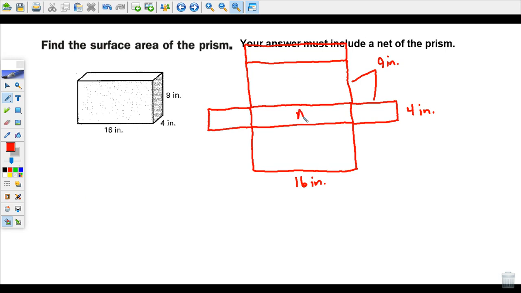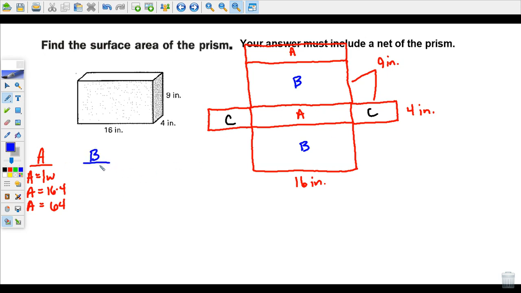And again, I can label them. So let's do top and bottom A. Let's do front and back B. And let's do the left and the right side C. So surface area again is the area of all the different faces added together. So let's start with A. It is a rectangle, length times width. And again, it's 16 by 4. So 16 times 4 is 64. This time I'm not going to double it. I'm going to wait until the very end to double it.